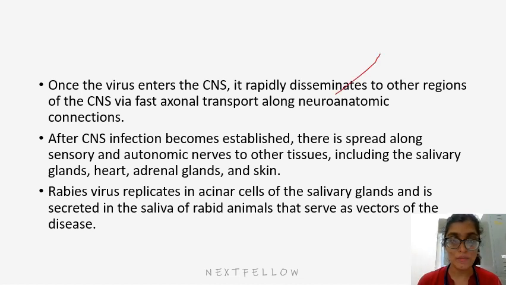After CNS infection becomes established, there is a spread along sensory and autonomic nerves to the other tissues, including salivary glands, heart, adrenal glands, and skin. Rabies virus replicates in the acinar cells of the salivary glands and is secreted in the saliva of rabid animals that serve as vectors for the disease.